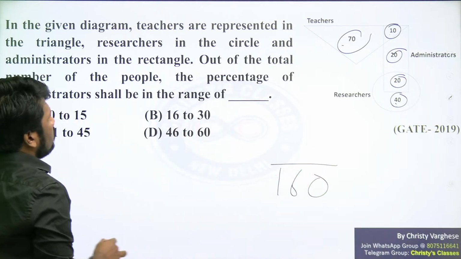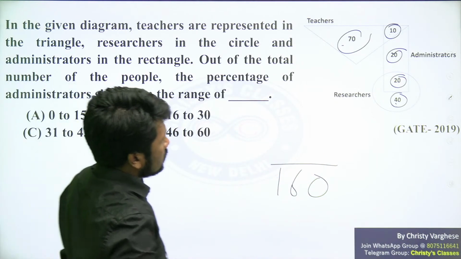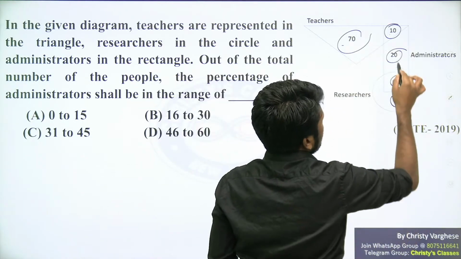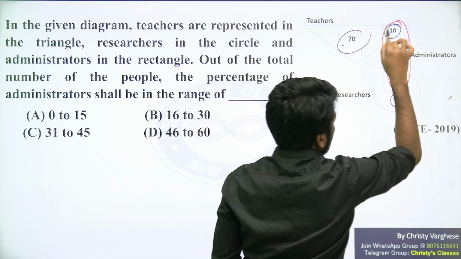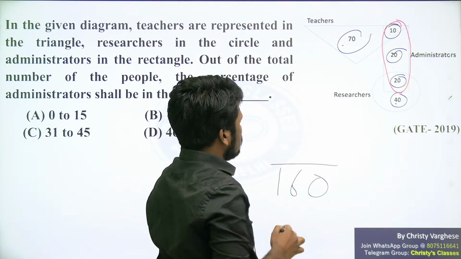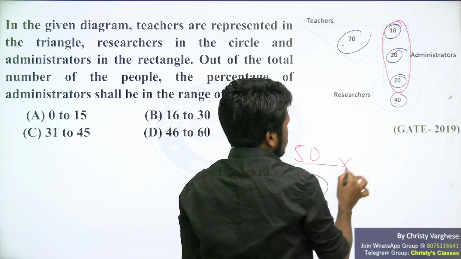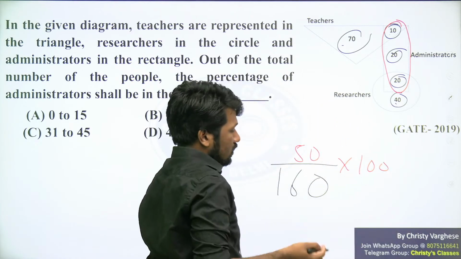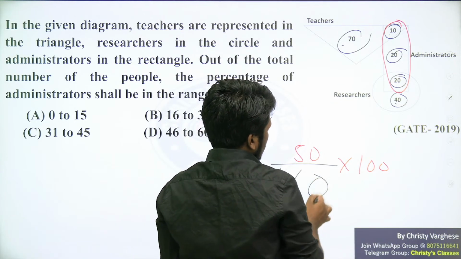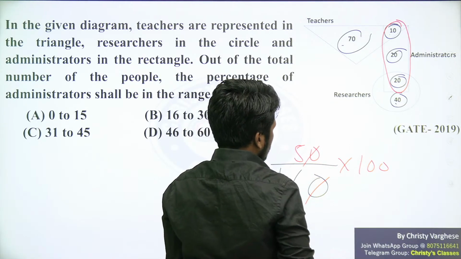Out of the total number of people, percentage of administrators. Administrators number will be what? 10 plus 20 plus 20, the total sum of values inside the rectangle. 10 plus 20 plus 20 is 50. So 50 by 160 into 100 is the required percentage. 50 by 160 into 100 means, if you know mental math, you can do it even faster.